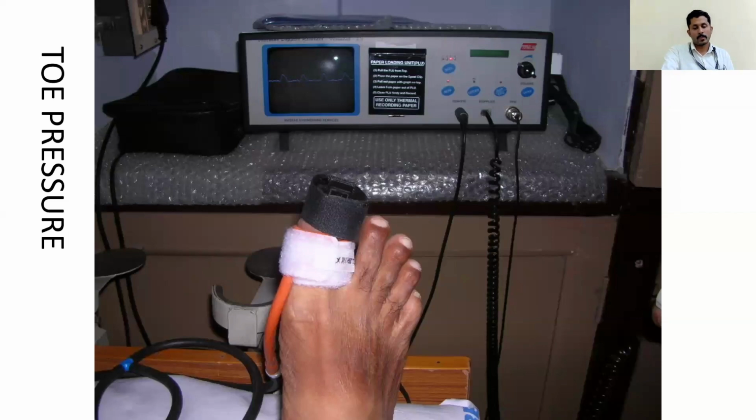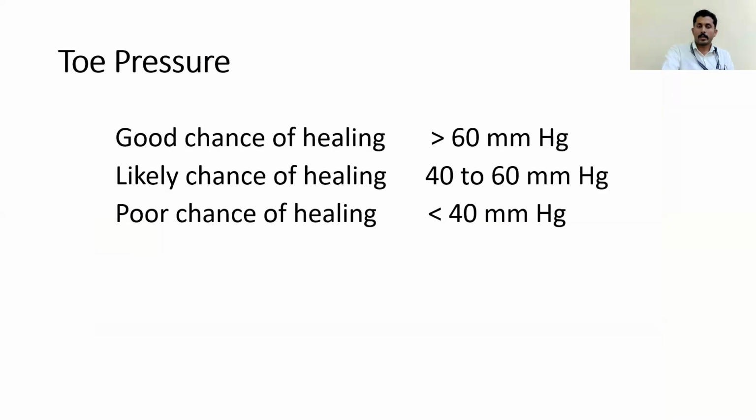In toe pressure, we are measuring the small vessels near the toes, which won't be affected by diabetes. There won't be much calcification of the vessels supplying the toe. Interdigital arteries are not calcified like the proximal vessels. So toe pressure is more reliable than ABPI in diabetic patients.